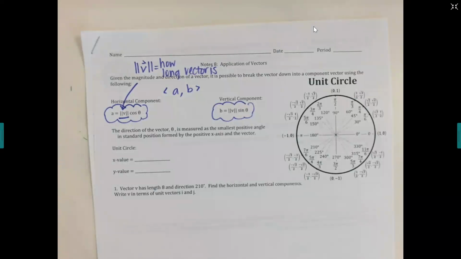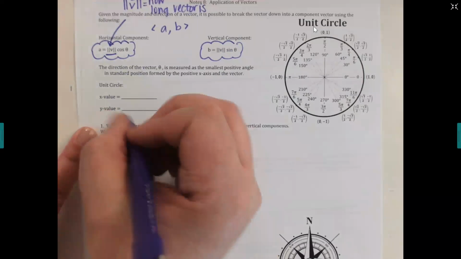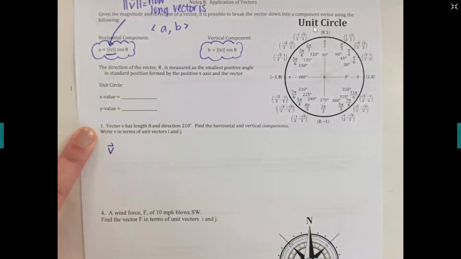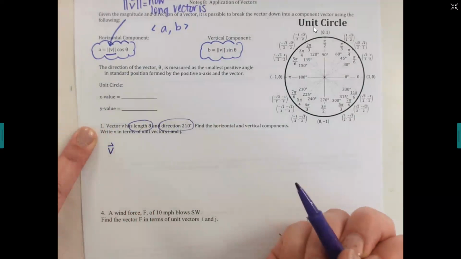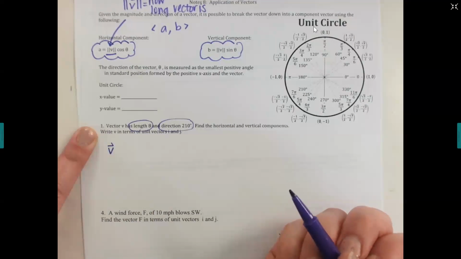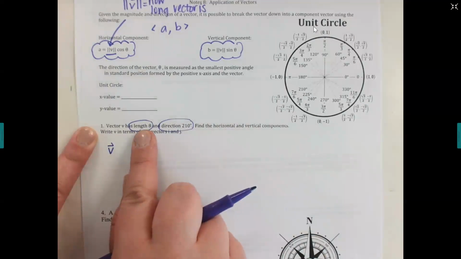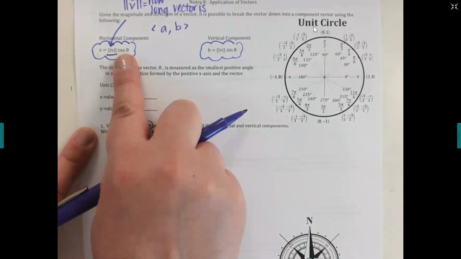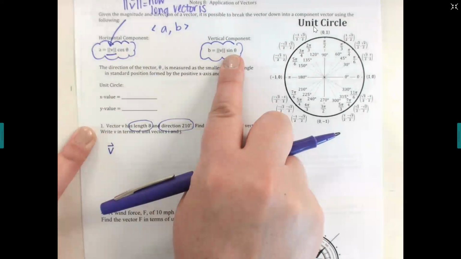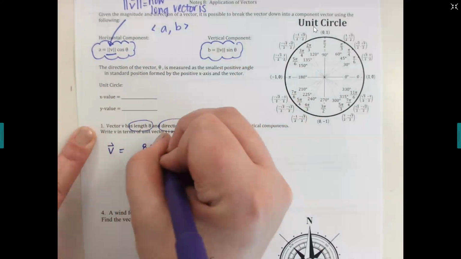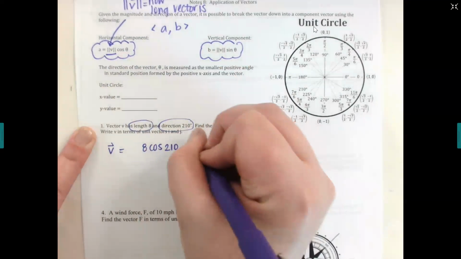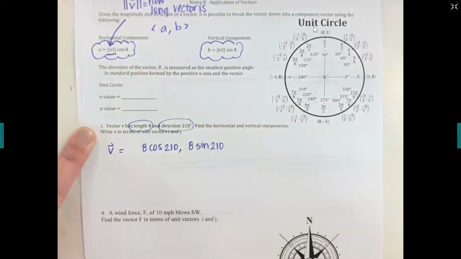All that you need is the length and the theta. So look at this one right here. It says vector V, that's this. Vector V has a length of 8 and a direction of 210. Then you can write the vector yourself by putting the length in front of cosine for the x, sine for the y. So look at what that's going to be. It would be 8 cosine 210 and then 8 sine 210.